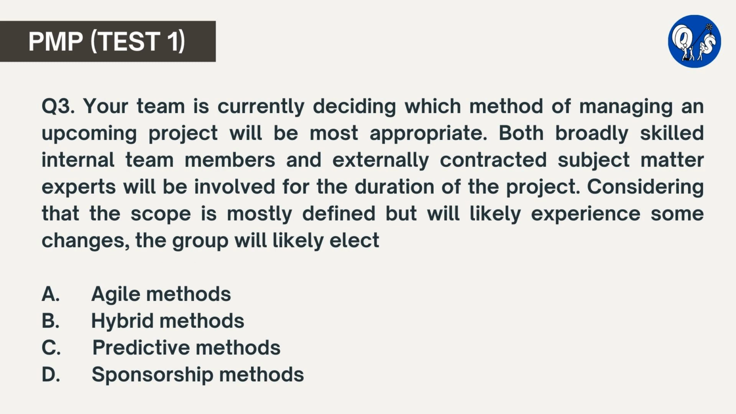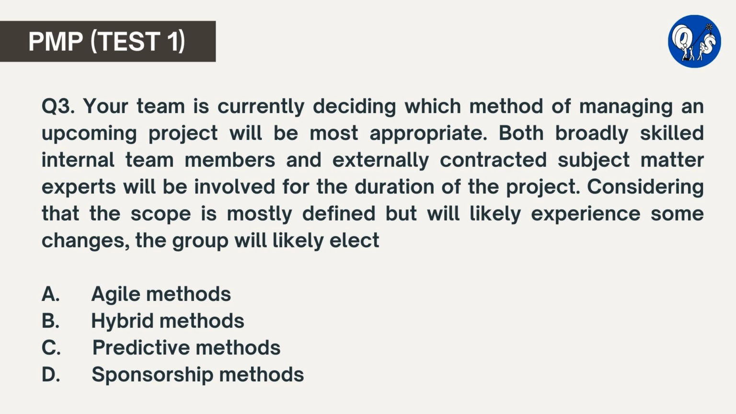Question number 3. Your team is currently deciding which method of managing an upcoming project will be most appropriate. Both broadly skilled internal team members and externally contracted subject matter experts will be involved for the duration of the project. Considering that the scope is mostly defined but will likely experience some changes, the group will likely elect A. Agile methods, B. Hybrid methods, C. Predictive methods, D. Sponsorship methods. The correct answer is B.